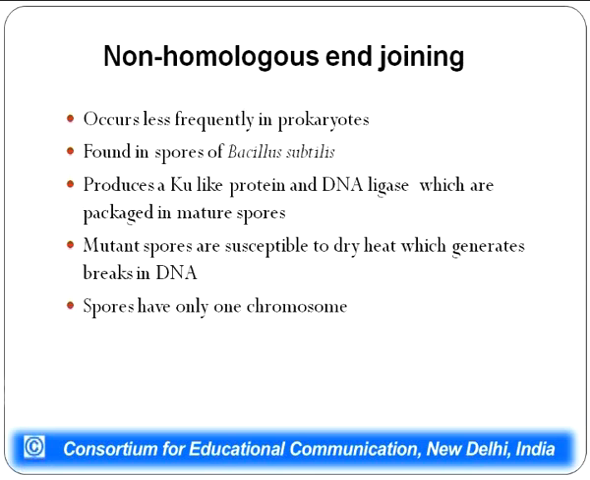Bacillus subtilis uses this particular mechanism because it does not have any homologous chromosome. It has only one chromosome, so it cannot rely on double strand repair mechanism or other mechanism which requires recombinational repair.